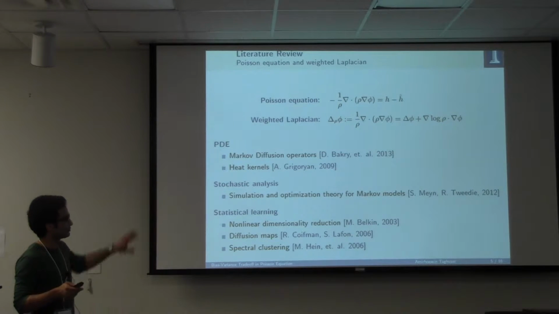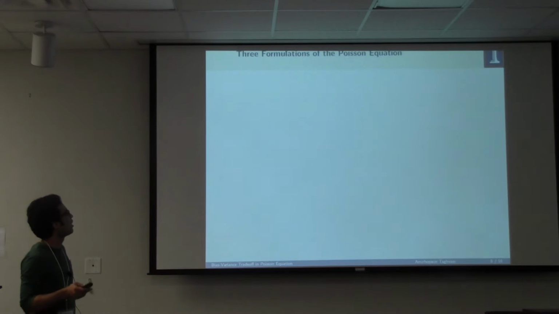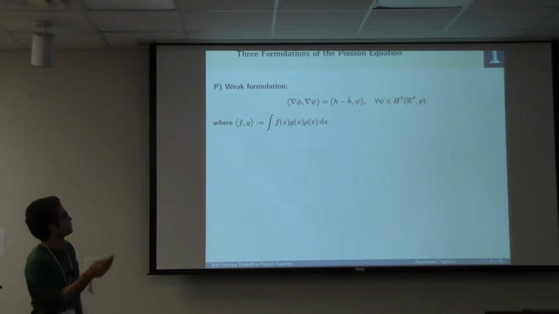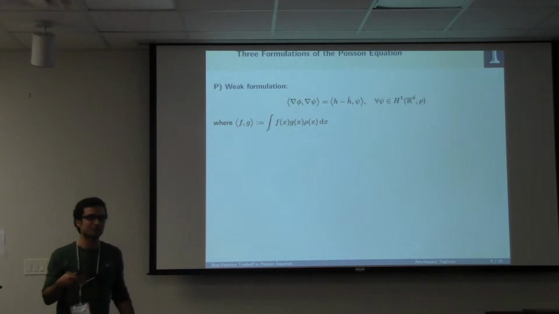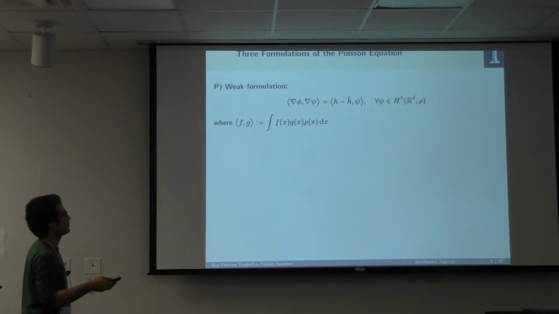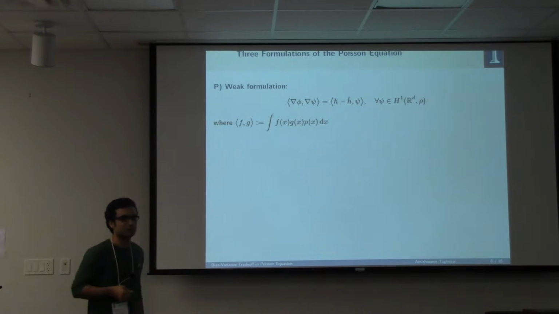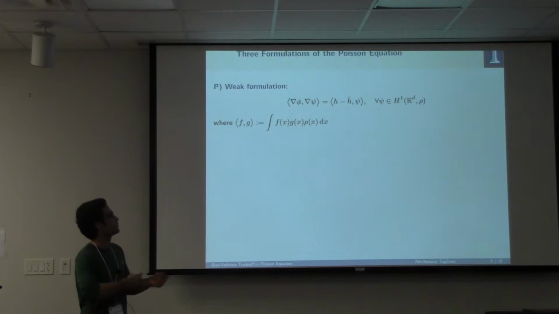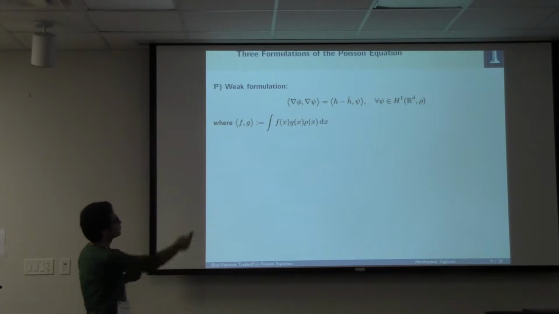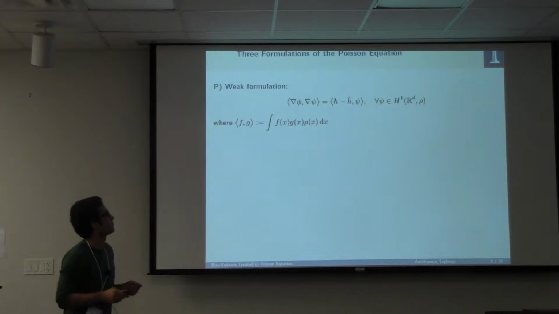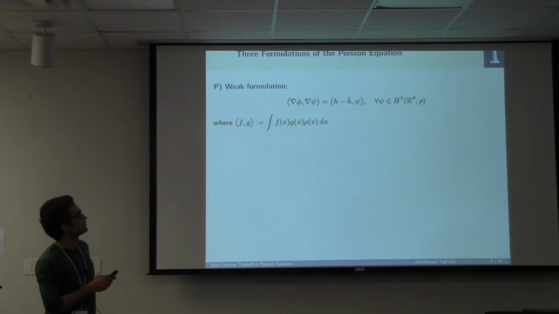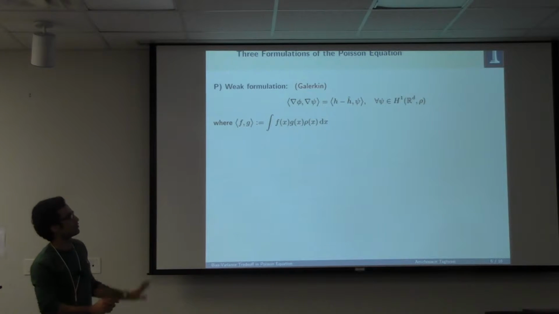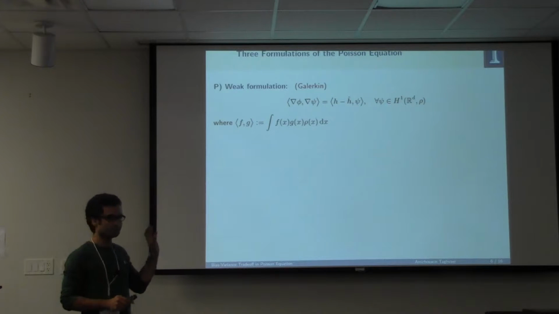So corresponding to these three branches of literature, I'm going to present three formulations of the Poisson equation. The first one is the weak formulation, which comes from a PDE perspective. It's obtained by multiplying both sides of the Poisson equation by a test function, and then integrating with respect to rho and doing integration by parts. Here I'm using the inner product notation. This formulation would lead to a numerical algorithm called Galerkin. On the next slide, I will describe this in more detail.